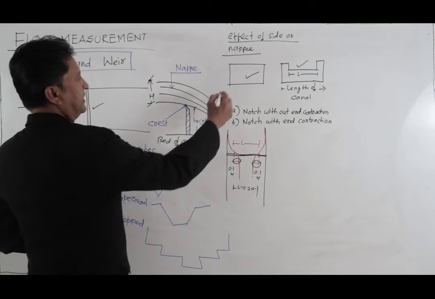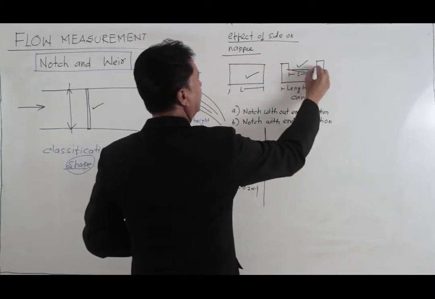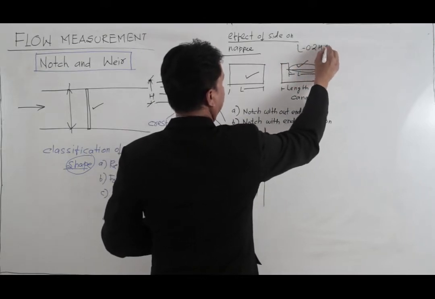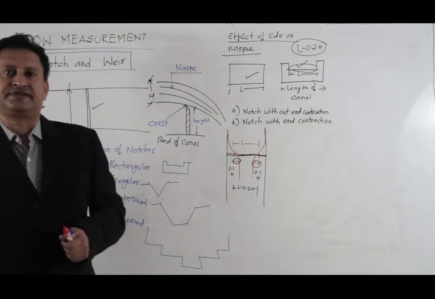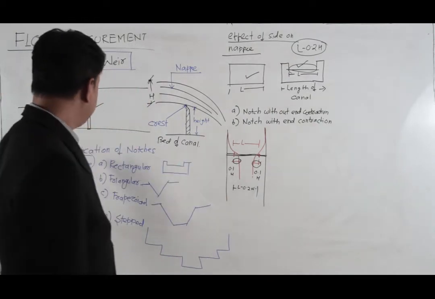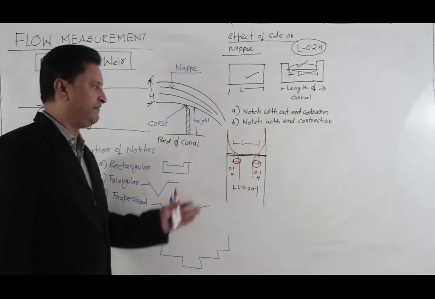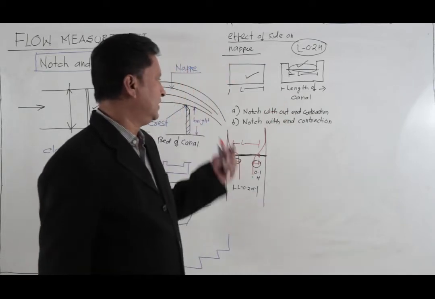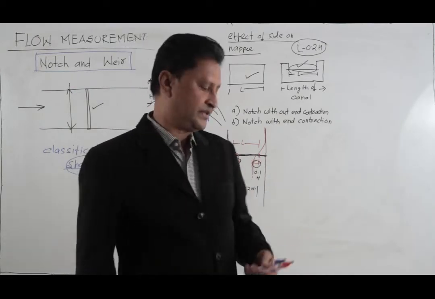So where here it will be L, now this particular length will be reduced to L minus 0.2 H when we consider the effect of the end contraction. So based on the shape, you get rectangular, triangular, trapezoidal and straight, and based on the effect of the sides on the nappe, you get notch without end contraction and notch with end contraction.